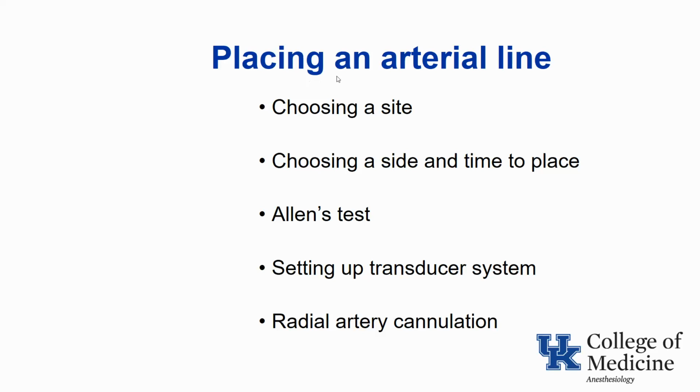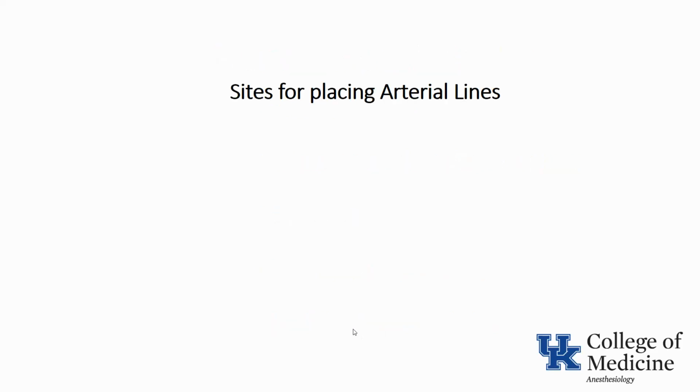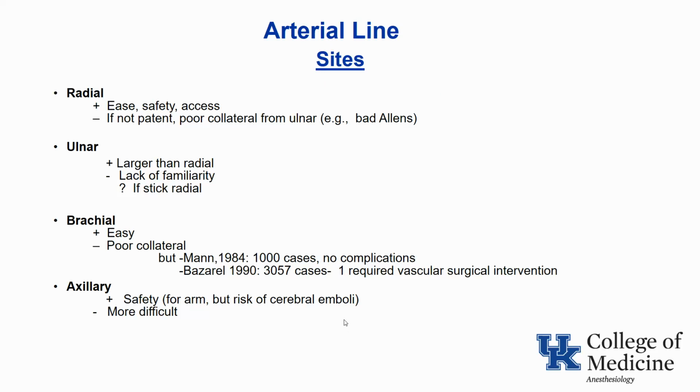Now, where should you place arterial lines? This includes choosing a site, choosing a side, whether you should use Allen's test, how to set up a transducer system, and some details about radial artery cannulations. There are many sites for placing arterial lines, and on the next few slides I've summarized the sites and their pros and cons. I will let you take time to study this slide and see my summary.